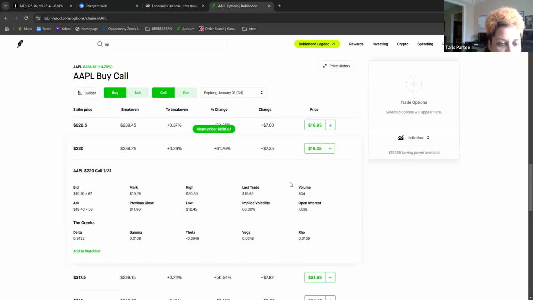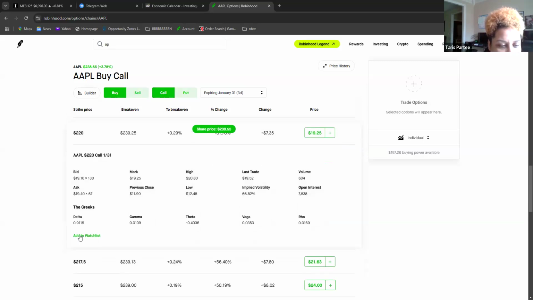Now, I can click on here and I can see the Greeks. I've got a 0.91 delta, which means I'm going to get $91 for every dollar that it moves in my favor or lose $91 for every dollar that it moves against me.